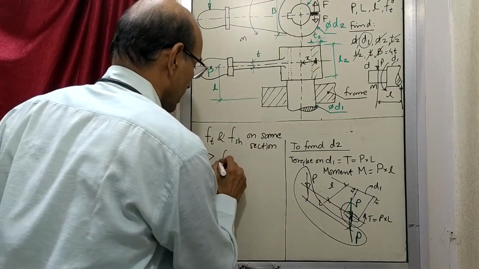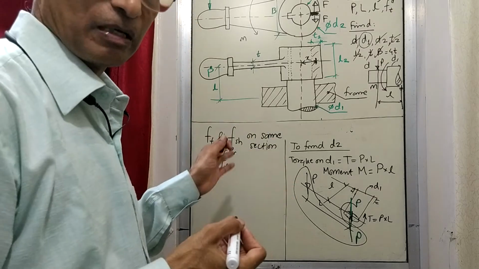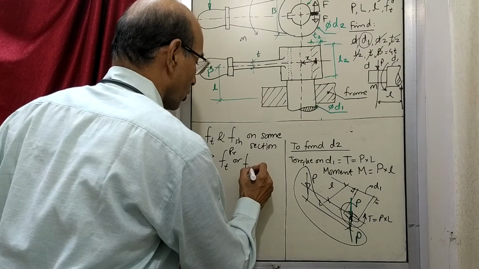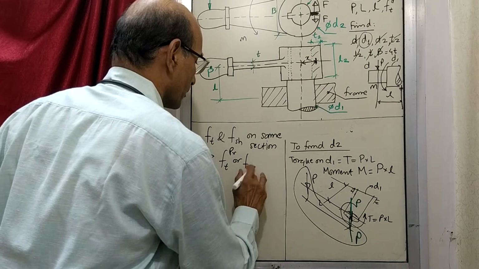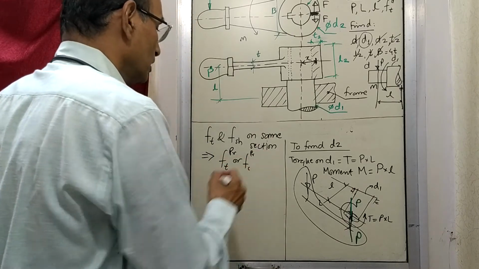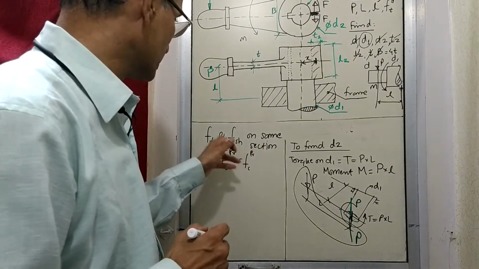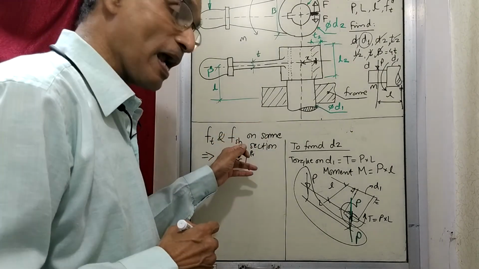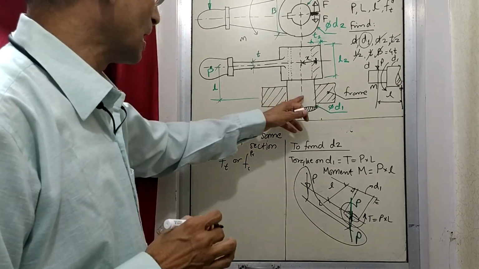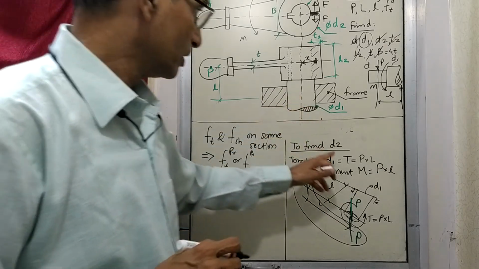I'll write here Ft principal, a tensile stress of principal type, or in some cases a compressive stress of principal type. So principal compressive stress or principal tensile stress will come into the picture when the same section is experiencing tensile stress and shear stress together. That is the rule. So this is happening here. This particular cross section D1 is experiencing shear stress.